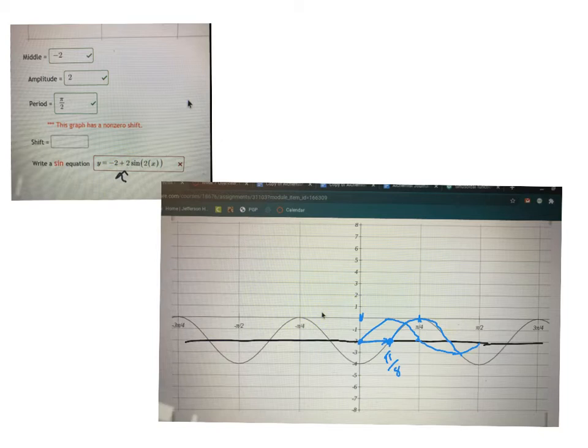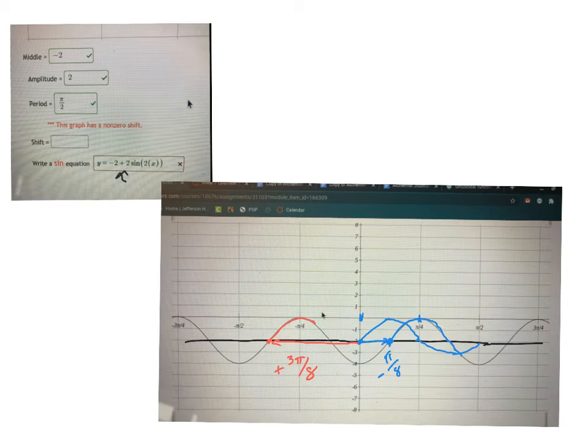Now in your equation, because you move positive, you'd put in a negative pi over 8. However, also notice that you could have moved all the way back to here and it would still be in the same place. So for this phase shift, if you wanted to do that, you would put plus 3 pi over 8. So either of those would work.